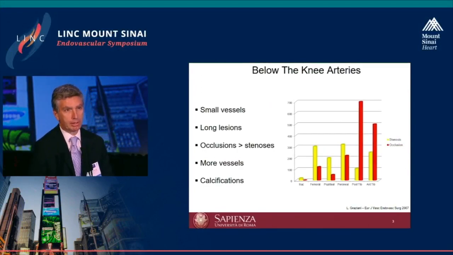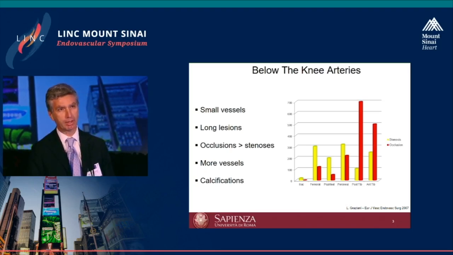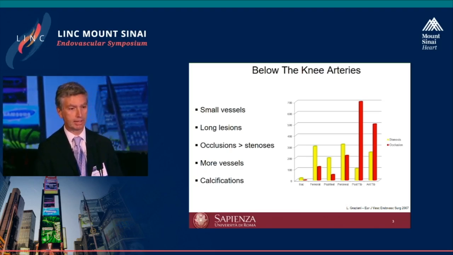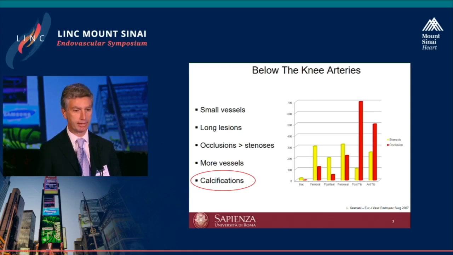So it's well known that when we have to work in the below the knee area, this is a little bit more challenging because we are dealing with small vessels, especially if we compare with the above the knee, the SFA and the POP region. In the majority of the cases, we have long lesions, and lesions are represented by occlusions more frequently than stenosis. And also very important that in majority of the cases, lesions are heavy calcified.